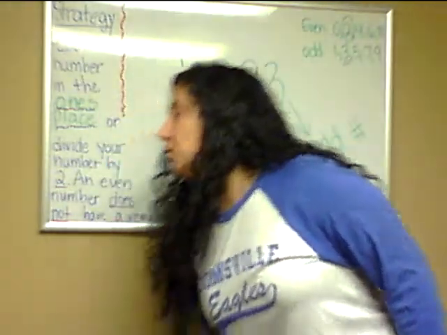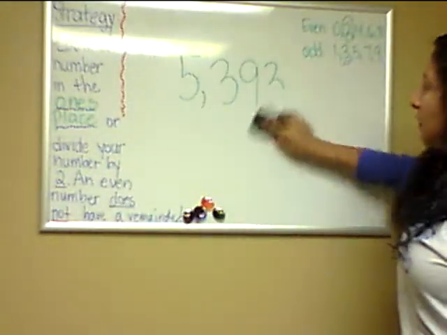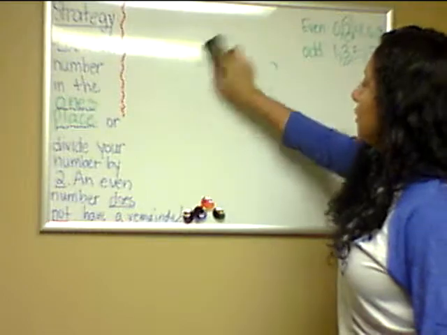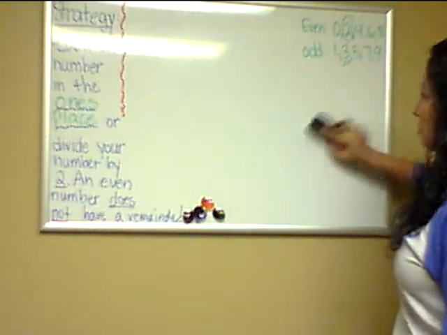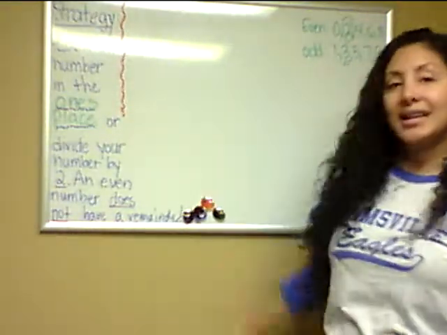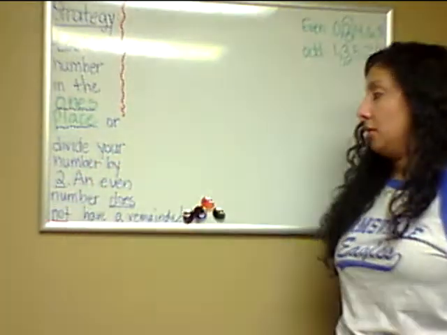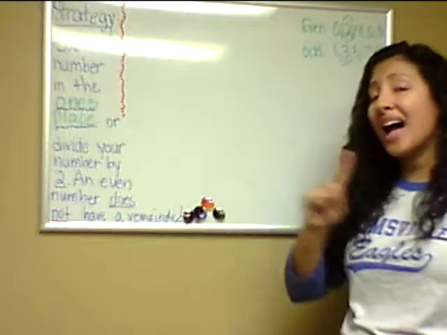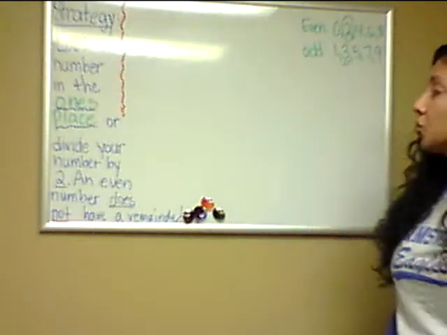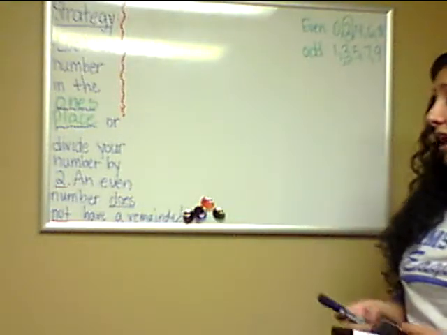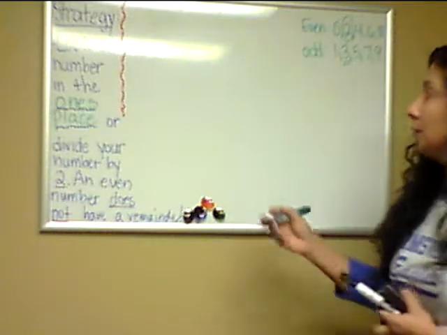Okay, let's use the other strategy. Strategy number 2 for identifying odd and even numbers is over here. It says, divide your number by 2. An even number does not have a remainder. So, let's use the strategy of dividing our number by 2.